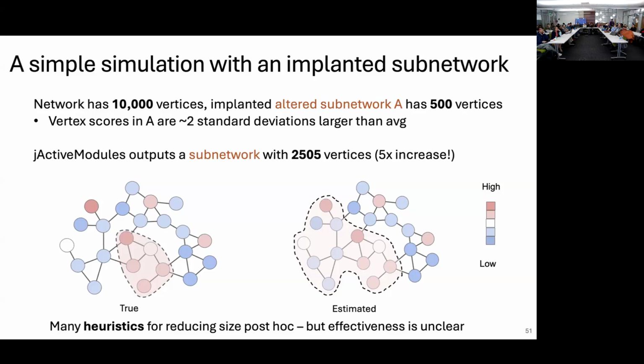Sorry, in the example, did you only perturb the scores of the vertices in A, or did you also perturb their neighbors? I picked a subset A that was a connected subgraph, and everything else had the same score. I'll describe the generative model in a few slides.